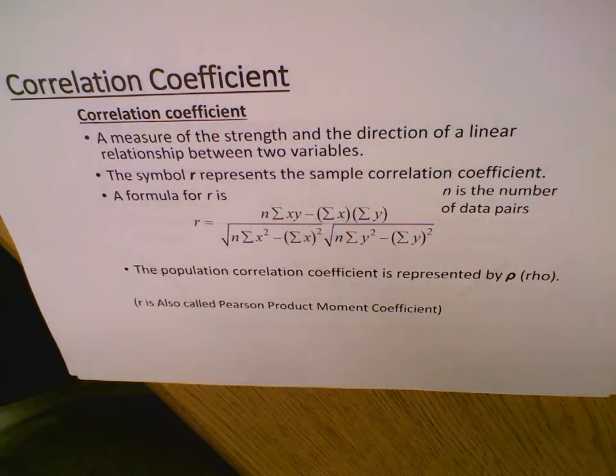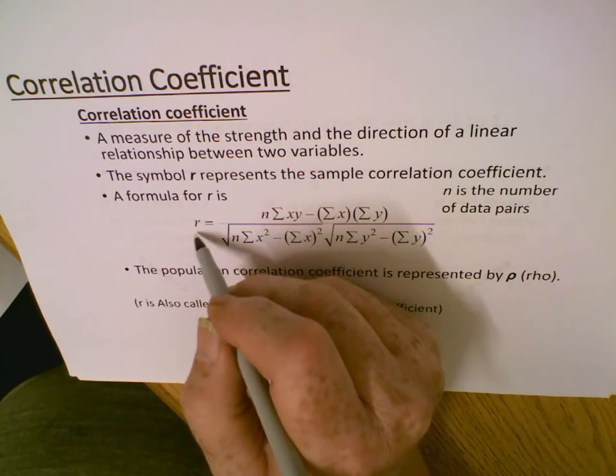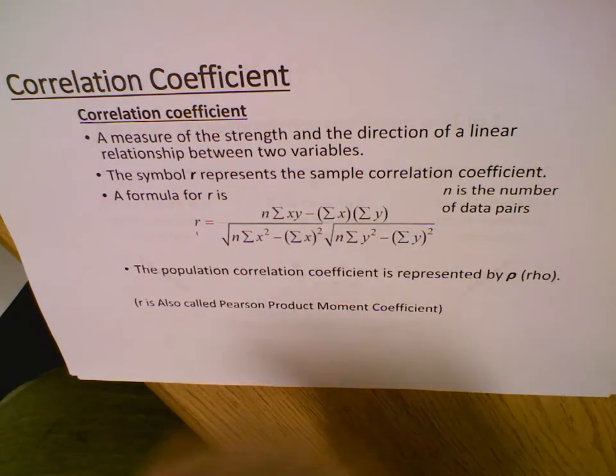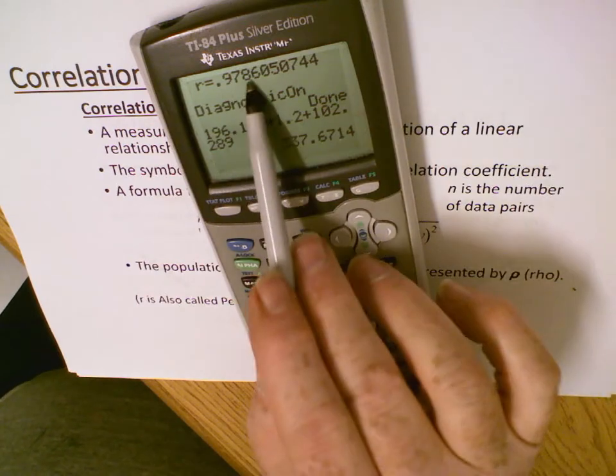Next time, again, we're going to deal more with the correlation coefficient. That's R. For now, all I want you to know about is R is called the correlation coefficient, and we can use our calculator to figure out what R is.